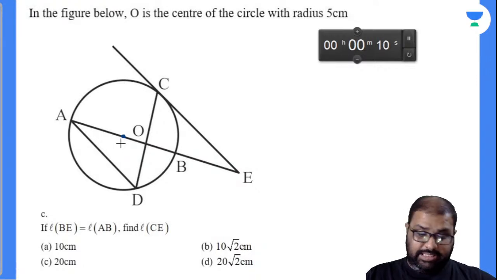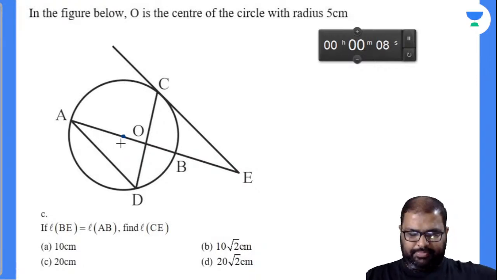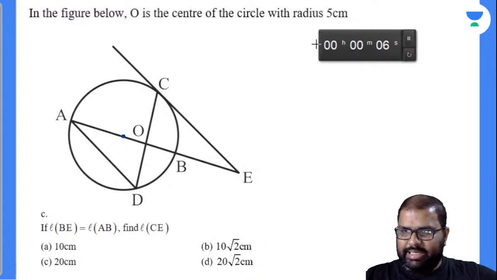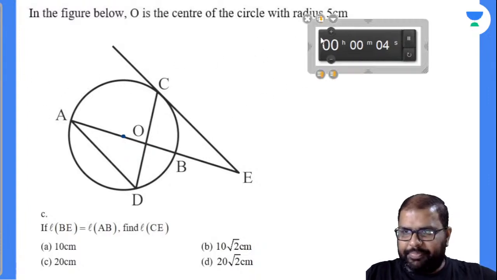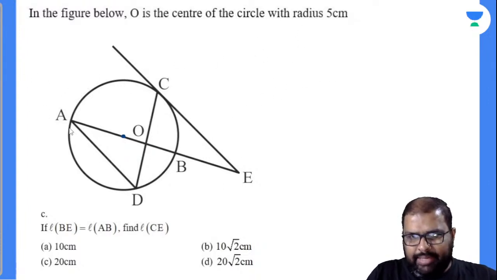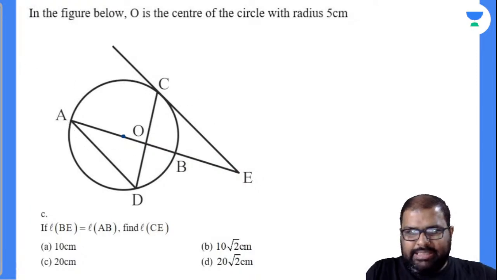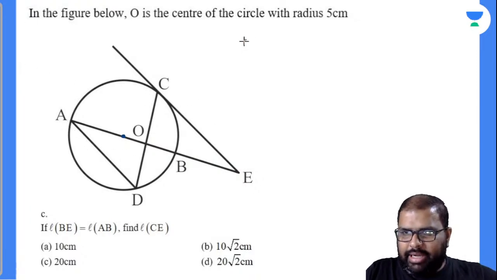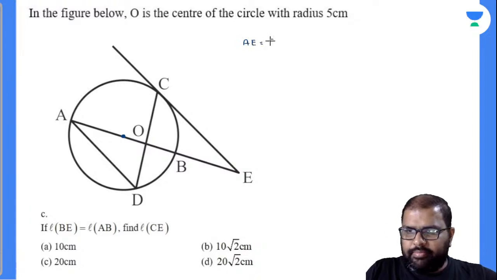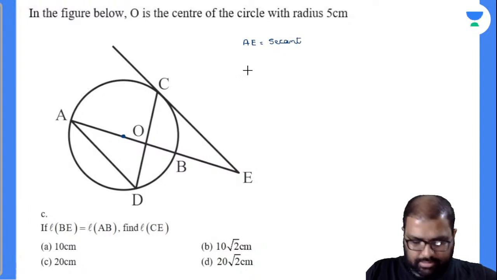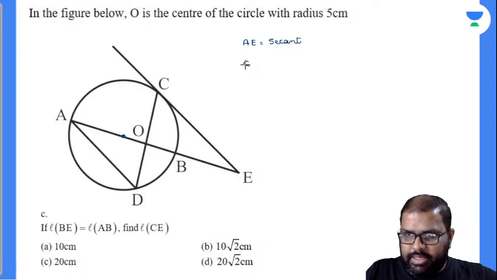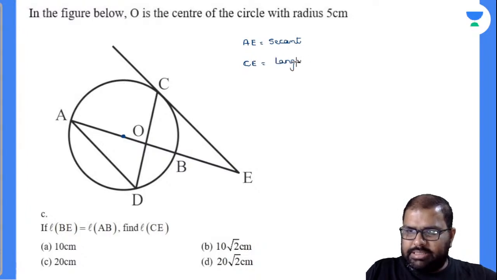It is not the secant theorem exactly. It is the tangent secant theorem. Now closely observe there. AE is a secant. I'll write it down here. AE is a secant. Now CE is a tangent. Now we have a property called the tangent secant theorem in circles.